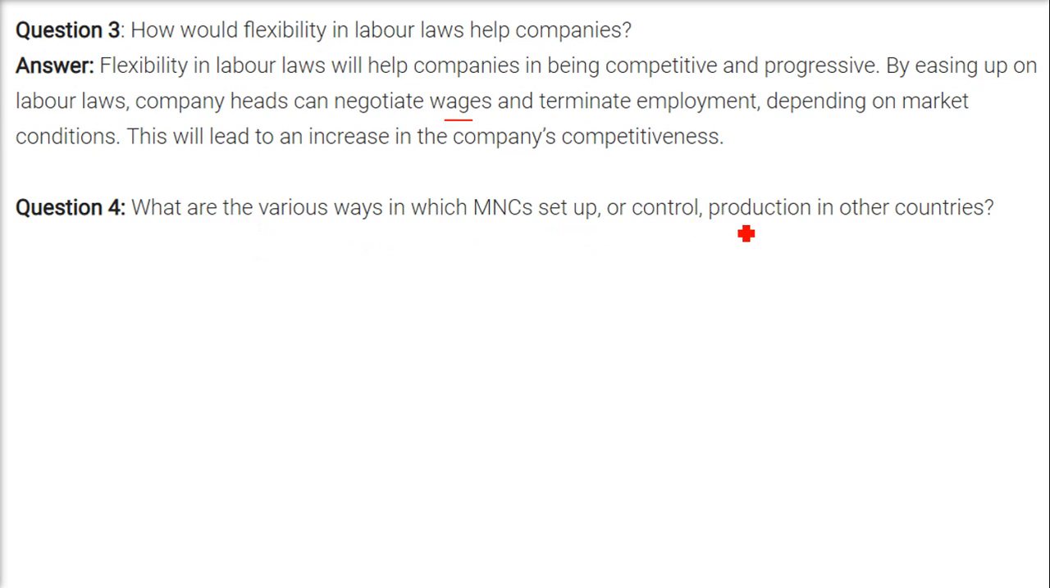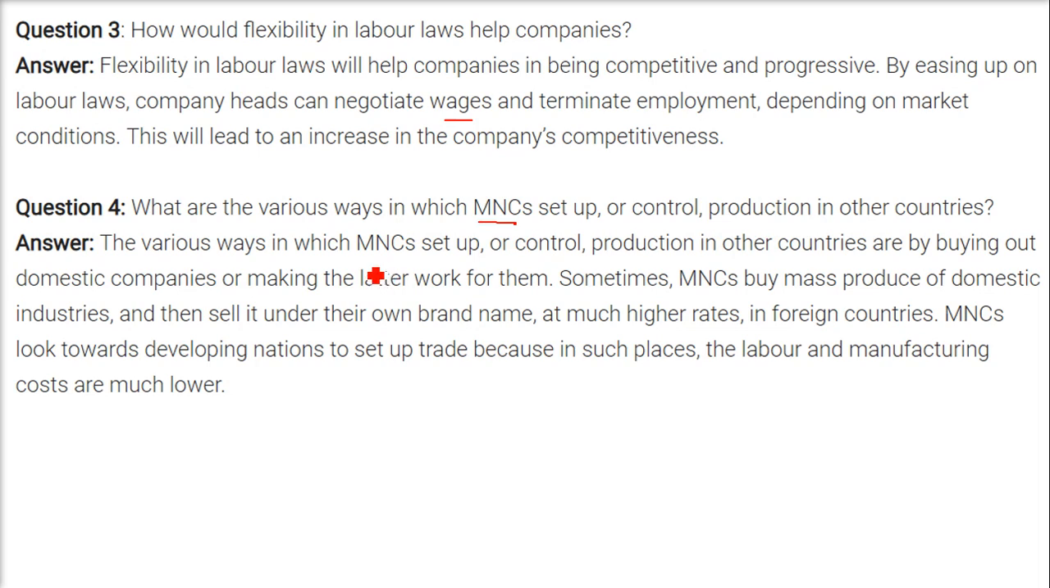What are the various ways in which MNCs set up and control production in other countries? So MNCs stands for multinational corporations or multinational companies. The various ways in which MNCs set up, then control, niyantran, and production, that is vinirman, in other countries is by buying out domestic companies. This is the best and the most common way, just to buy the domestic companies and make them work for them.